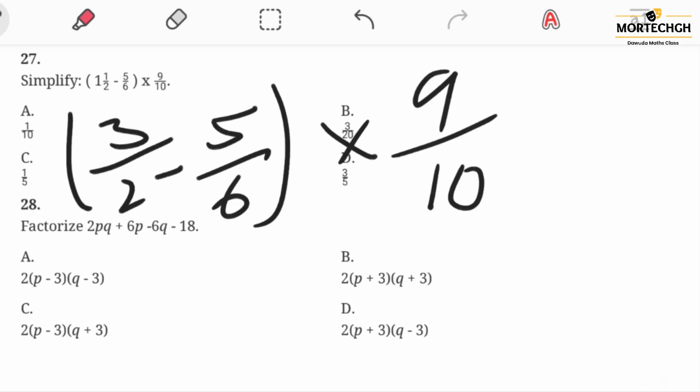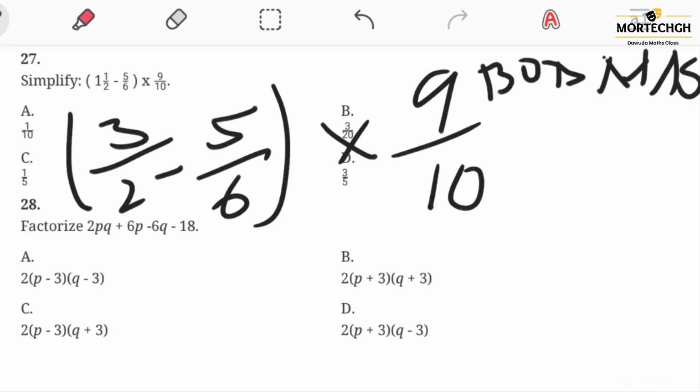Now in BODMAS, which is bracket of division, multiplication, addition and subtraction, when you are given an expression having more than one operator, be it the multiplication sign, the addition, or the subtraction, deal with the bracket first, followed by of, then continue with division, followed by multiplication, addition and subtraction, right?